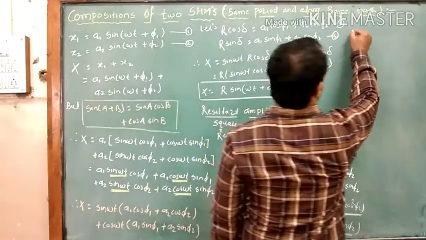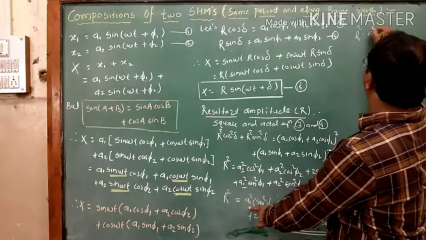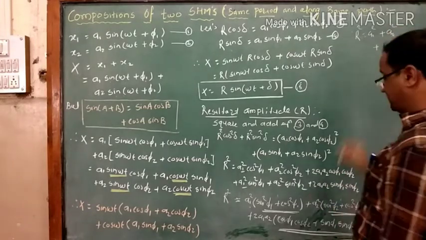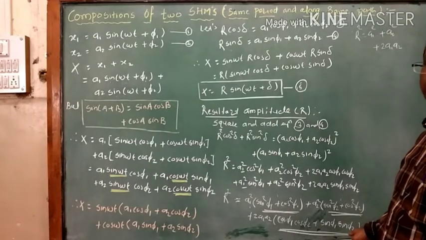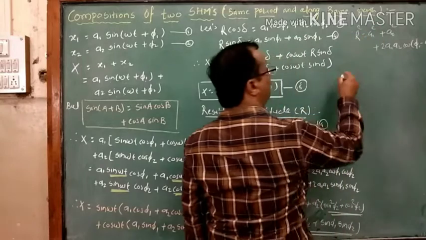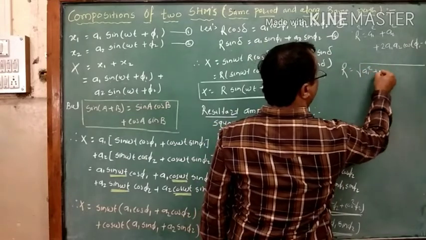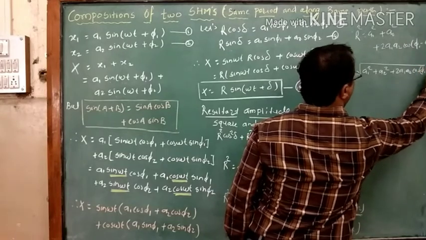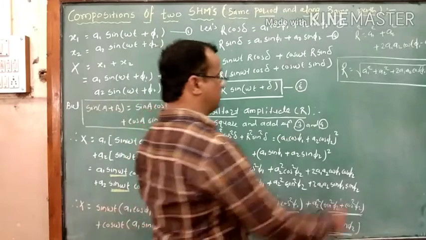Therefore, r square equals, since the value of this bracket is 1, a1 square plus, in the second term again the value of the bracket is 1, a2 square plus 2 a1 a2 into the expansion of cos phi 1 minus phi 2, that is cos of phi 1 minus phi 2. Now this is the value of r square. Taking the square root on both sides, r equals the square root of a1 square plus a2 square plus 2 a1 a2 cos of phi 1 minus phi 2. So this is the equation of resultant amplitude. Suppose this is equation number 6.